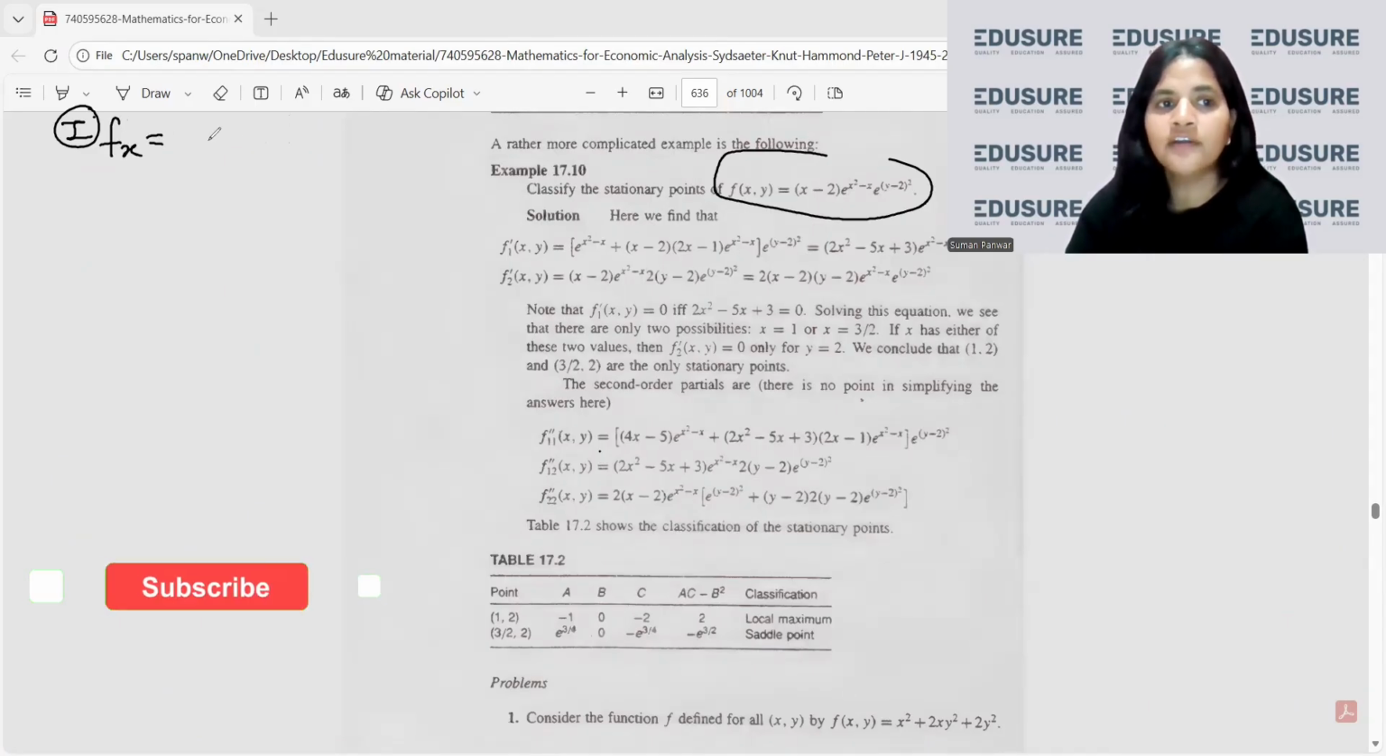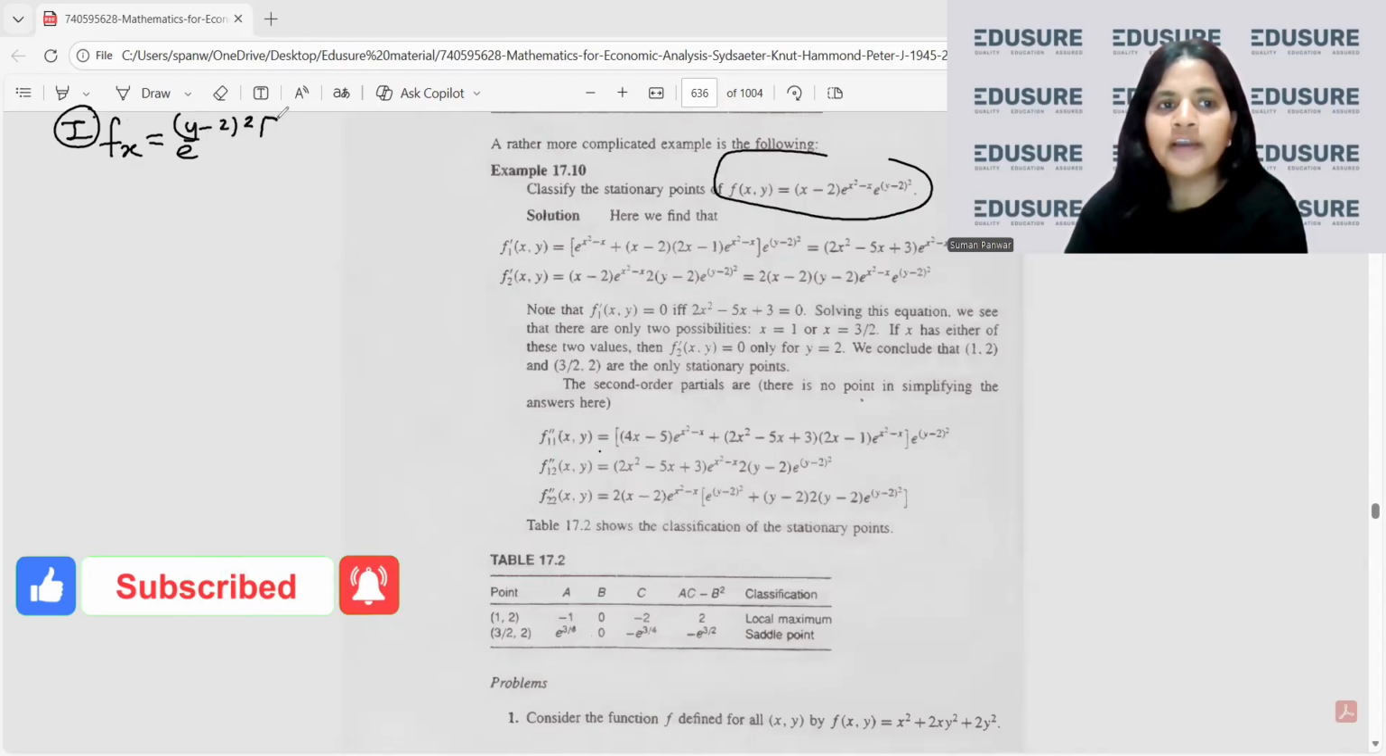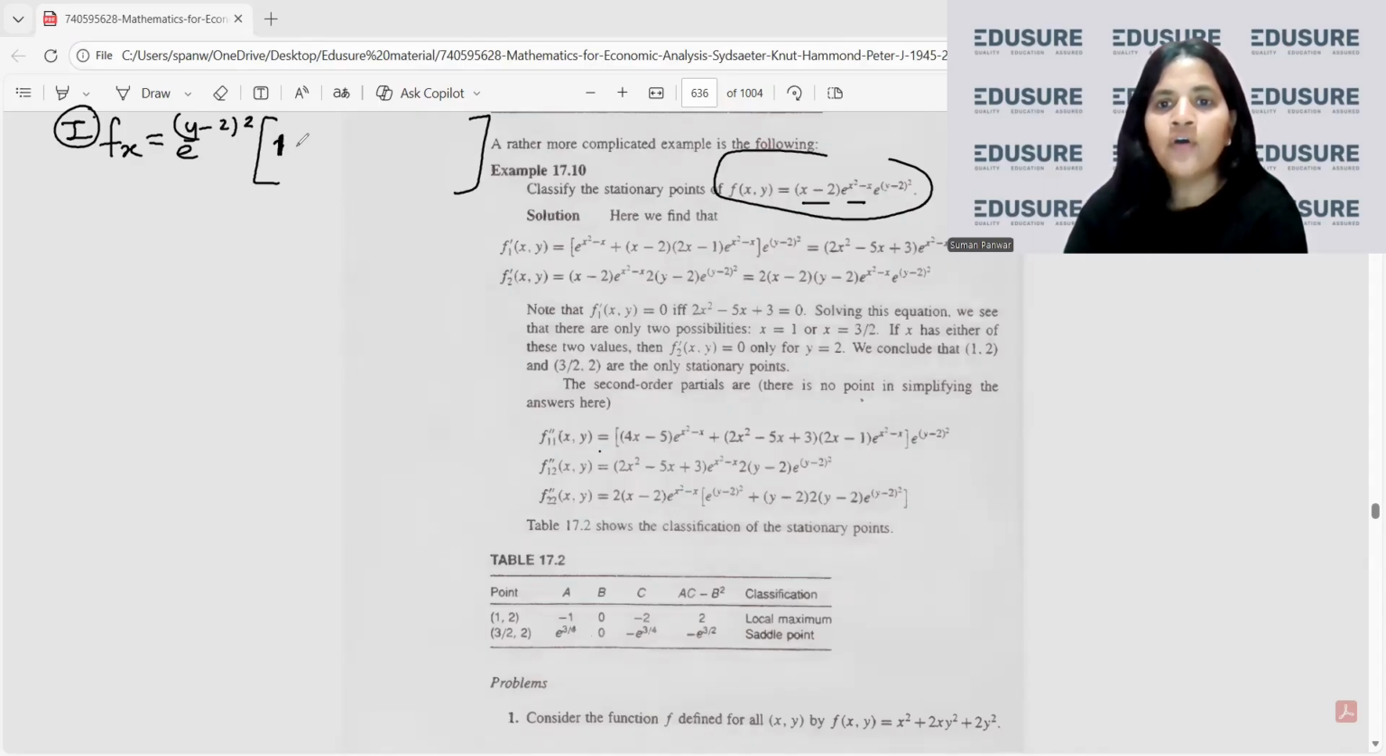Now here y is a constant. So you will be treating (e^(y - 2))² as a constant, and then you will be applying the product rule on (x - 2) e^(x² - x). The derivative of x - 2 is 1, and e to the power x² - x is kept as it is. Plus x - 2 is kept as it is, and the derivative of e^(x² - x) will be e^(x² - x) as it is, and by the chain rule the derivative of x² - x will be 2x - 1.